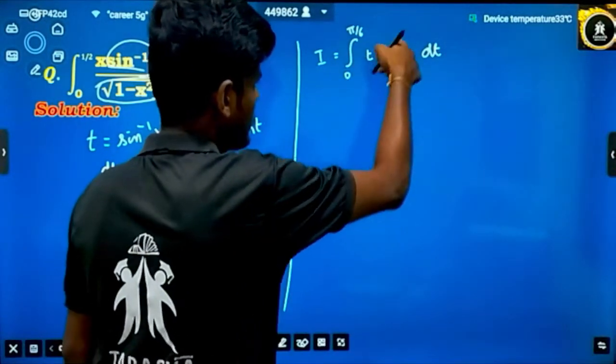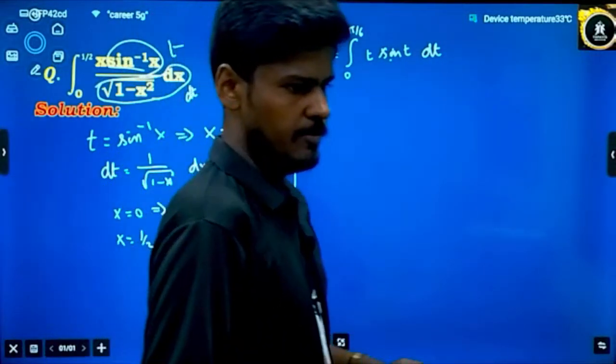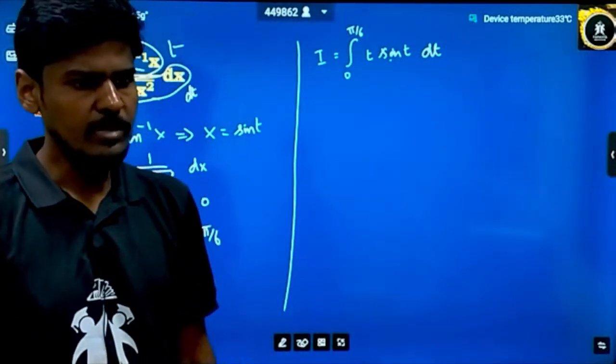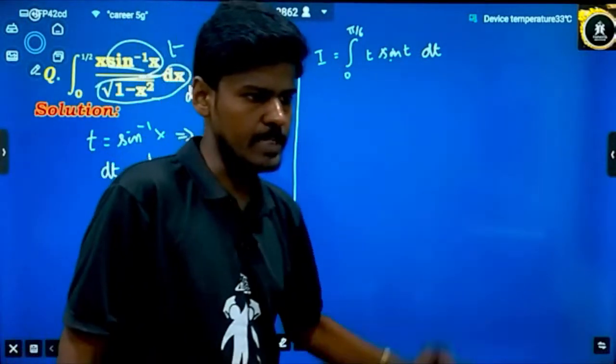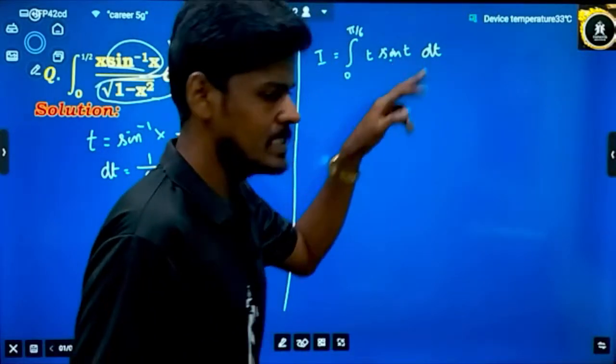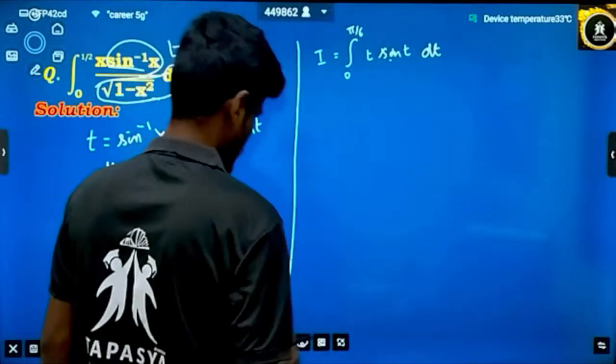So this is the integration of t sin t dt. Now how to integrate, sir? First thing we can see is this is a product of two functions. That means what rule we have to apply? Integration by parts. How to integrate? We will consider first function and second function and try to integrate this.